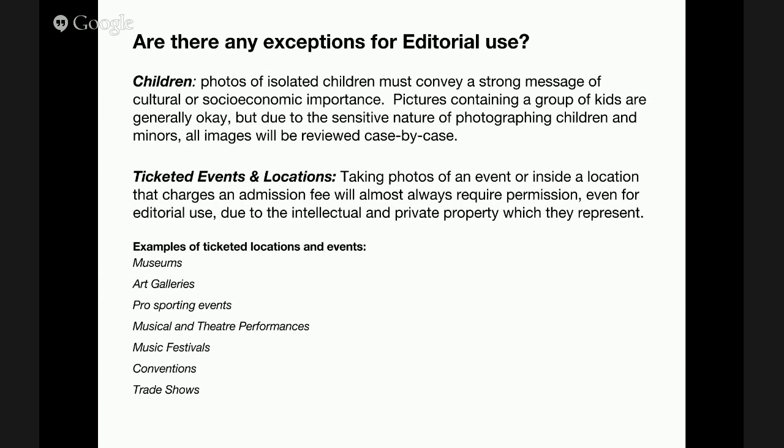That's the vocabulary that this industry uses, and you basically say, can I shoot commercial photography here? And that will tell you right away whether or not you can use these photos.